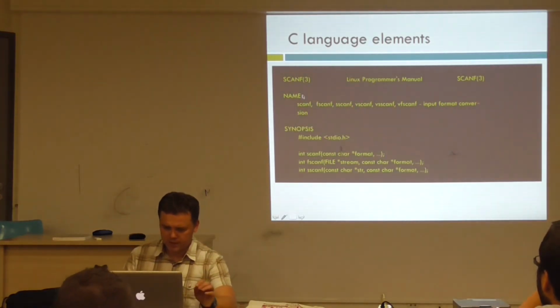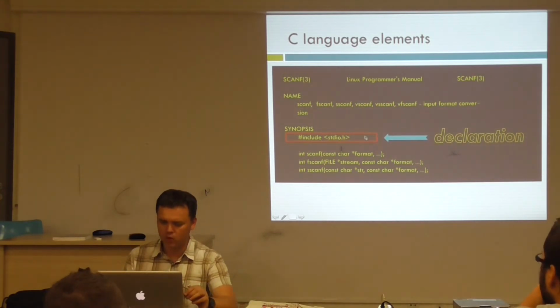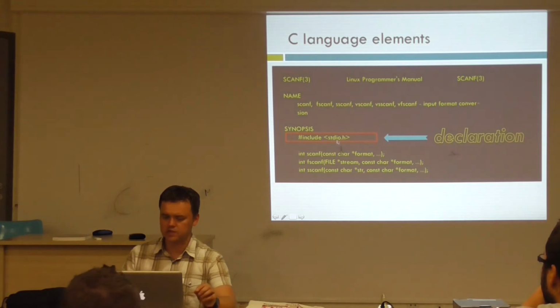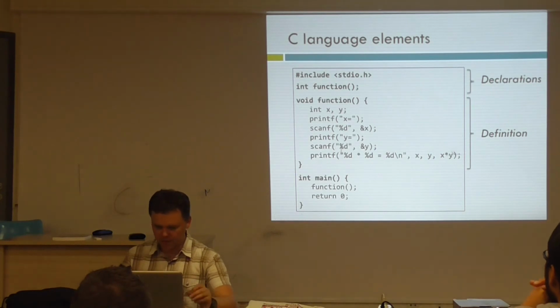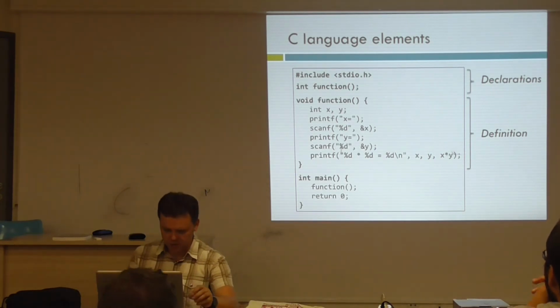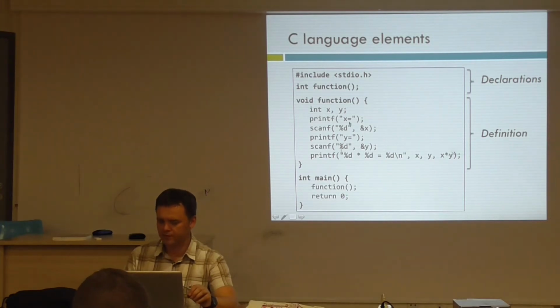Also, you can see that when we want to use scan, we should add this line to our code to include the content of this header file, because this header file also contains the declaration of the scan function. Here you can see print, scan. Because there is no \n, we are still in the same line.